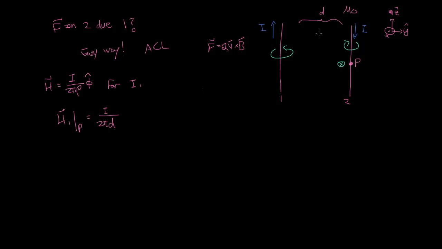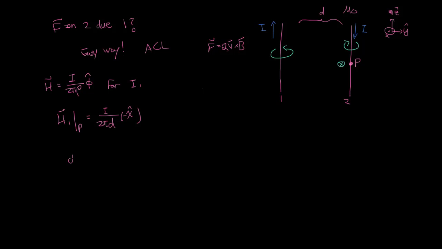So by just looking at it and using your knowledge of what the field for a wire is, you know that the H field that is experienced at point P at this wire is going to be I over 2 pi d in the minus x direction. So now you have a simplified expression that you can put into your Lorentz force, right?